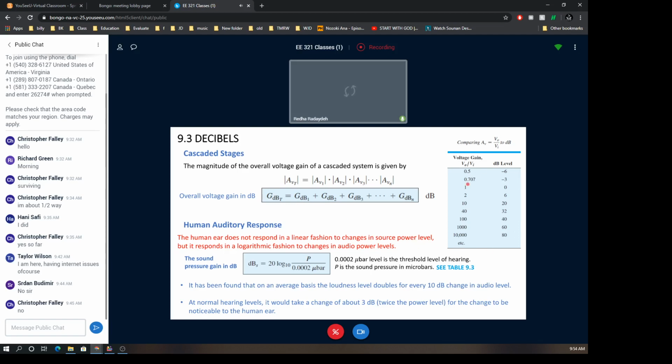Now we have a table to the right that shows different ratios of the output voltage to the input voltage, or gains, their expression in decimal and their expression in decibel or dB scale. Okay, please look at this table, and if you have anything, let us discuss it.